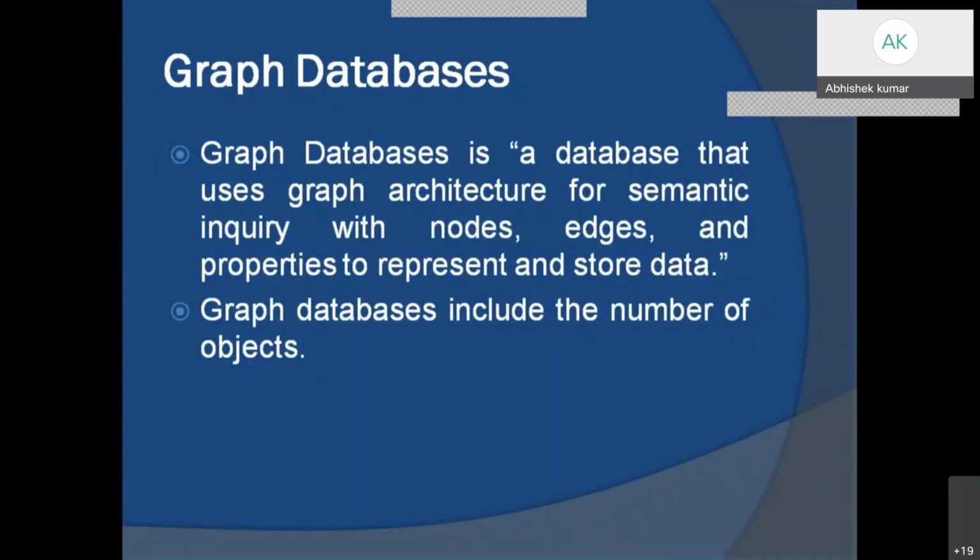When we are talking about graph database, it is a database that uses graph architecture for semantic inquiry. Nothing new in it. It will use a graph architecture for semantic inquiry with nodes and edges. Every node, edge and the properties used to represent the stored data will act as a record pointer. It collects the thing and has kind of annotated things. Annotated means it has its own meaning, but it also has some additional meaning for that particular text. So a graph database includes a number of objects, as you can see.